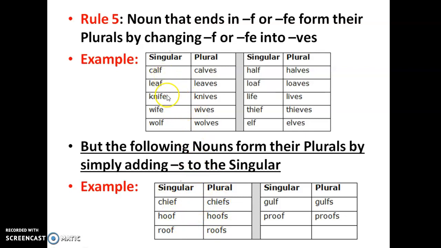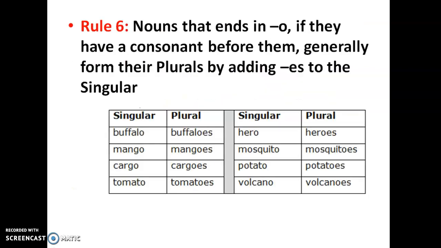Okay, so these words are exceptional, but most of the words follow this rule. Whenever you have F or FE, you will remove F or FE and replace it with VES. Okay. Moving to rule 6.